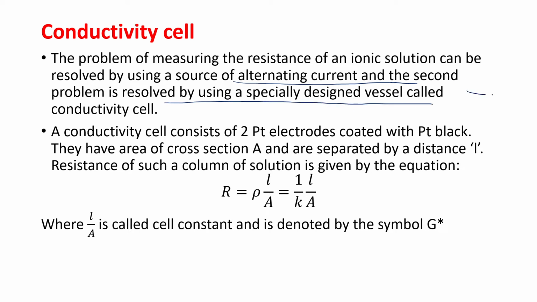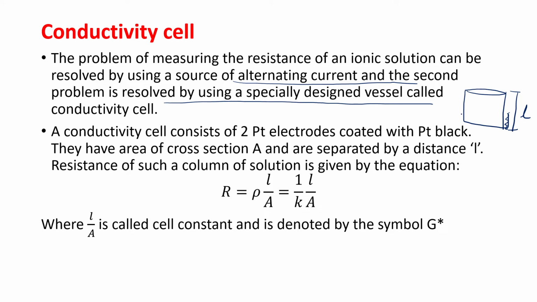A conductivity cell has specific dimensions, with a specific length, and the area of the electrodes is defined. So a conductivity cell consists of two platinum electrodes coated with platinum black, having a cross-sectional area A. They are separated by a distance L.